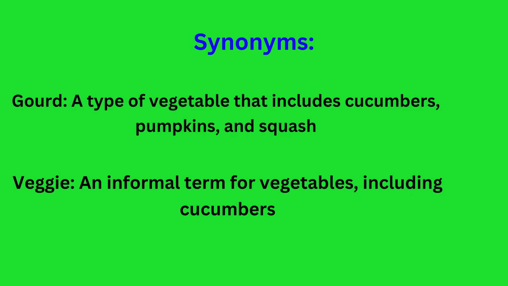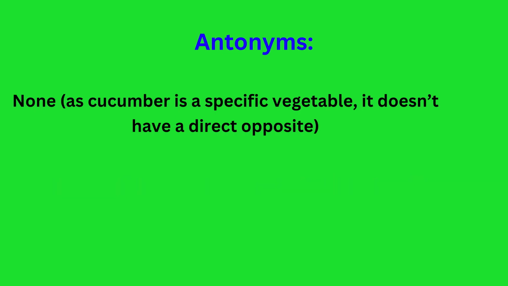Synonyms. Some related terms for cucumber are gourd, a type of vegetable that includes cucumbers, pumpkins, and squash. Veggie, an informal term for vegetables including cucumbers. Antonyms, the opposite of cucumber would be none, as cucumber is a specific vegetable, it doesn't have a direct opposite.